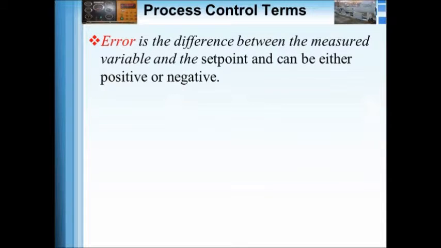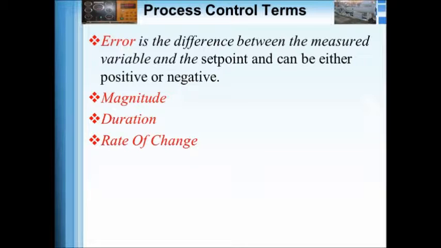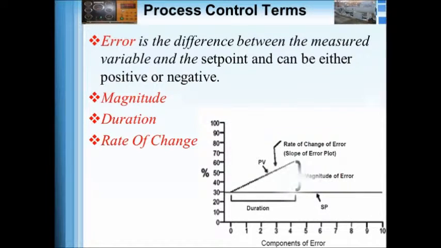Error is the difference between the measured variable and the set point and can be either positive or negative. Its characteristics are magnitude, duration, and rate of change. In this graph, we will see some basics: duration, rate of change, and magnitude of error.